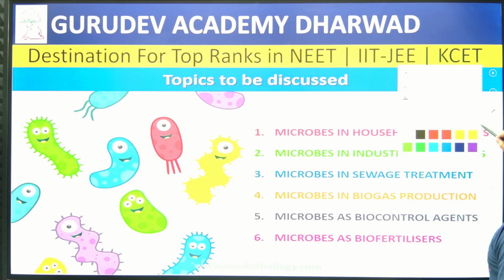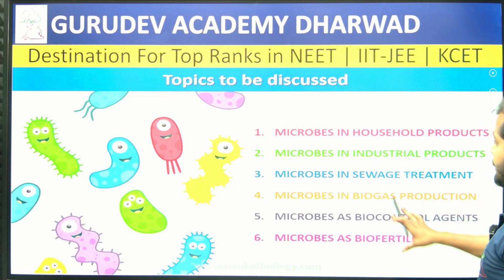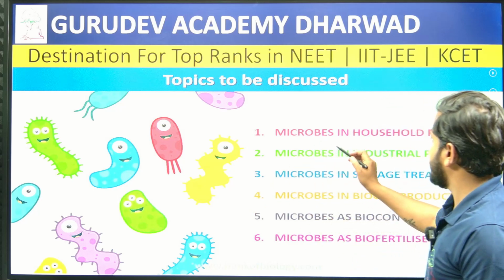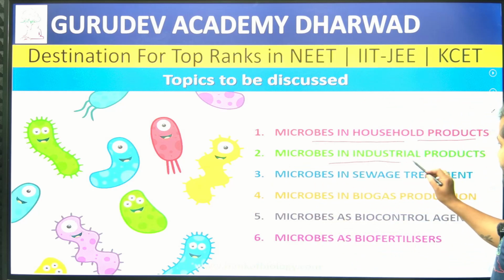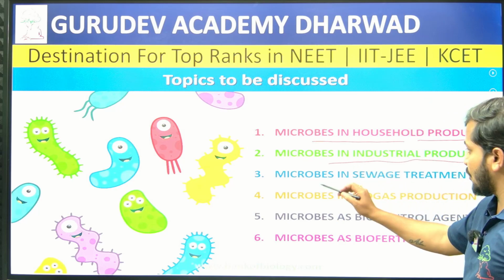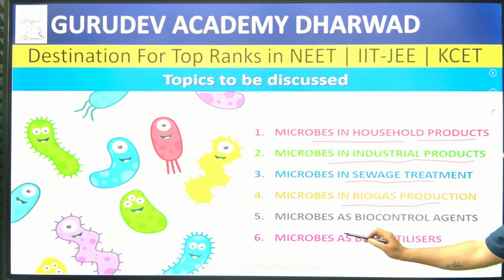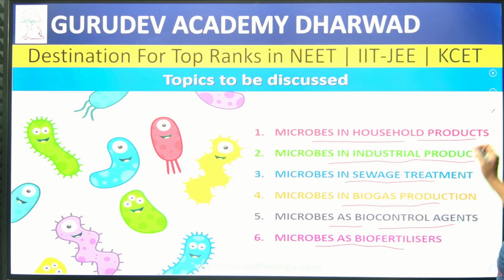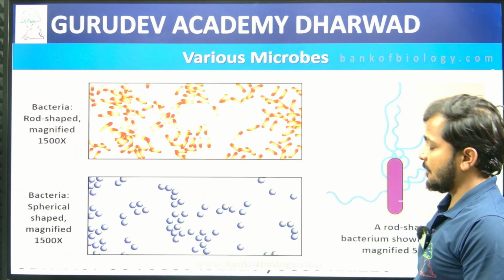Overall, the topics we are going to cover in this chapter are microbes in household products, then microbes in industrial products, then microbes in sewage treatment, microbes in biogas production, microbes as biocontrol agents, and microbes as biofertilizers. We'll discuss them one by one.